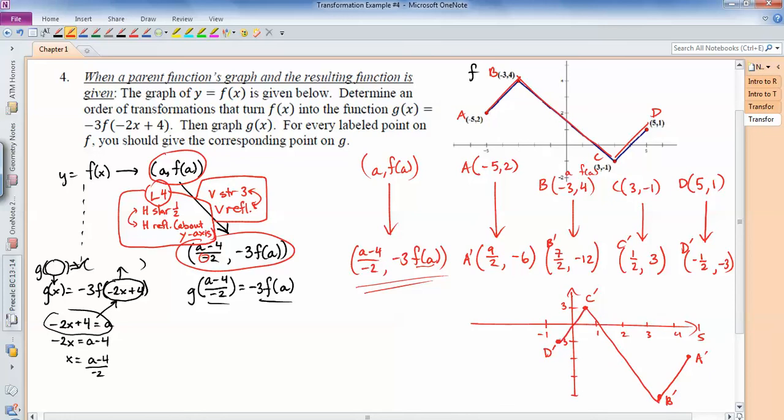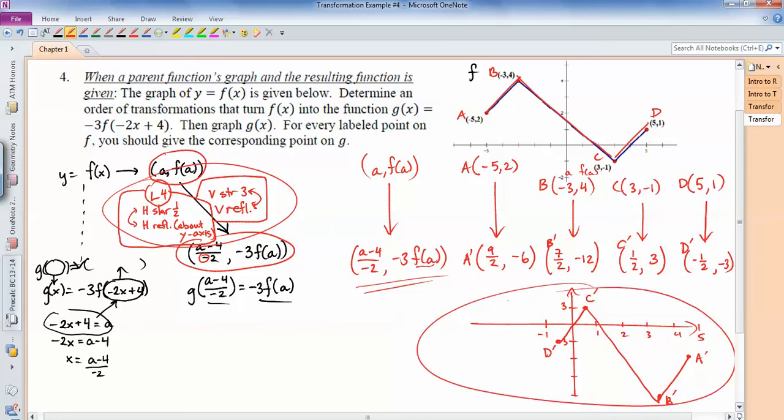Okay, so there's everything we needed. We have the transformations that we needed in an order that works, and we have our final graph too. Okay, hope that helps.